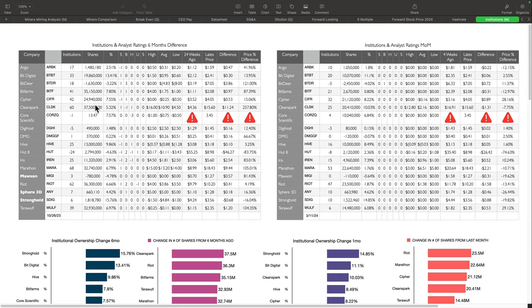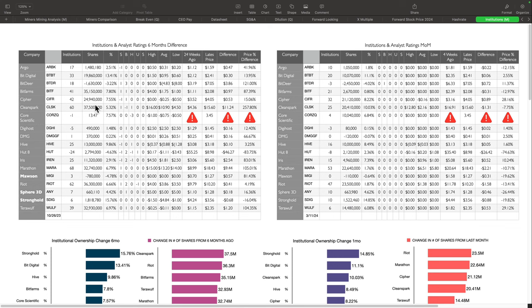So on this, I track, as you guys know, a lot of the institutions' activity here over the last 6 months, basically. That's kind of what I track, at least 6 months of data for each miner. We're looking at the number of institutions in each miner, the number of shares they own, percentage, buy ratings, strong buy ratings, regular buy ratings, hold, underperform, sell ratings, and then their price targets from high, average, and low. And then we're looking at the stock prices of the companies 24 weeks ago to latest prices, and the price difference percentage as well.